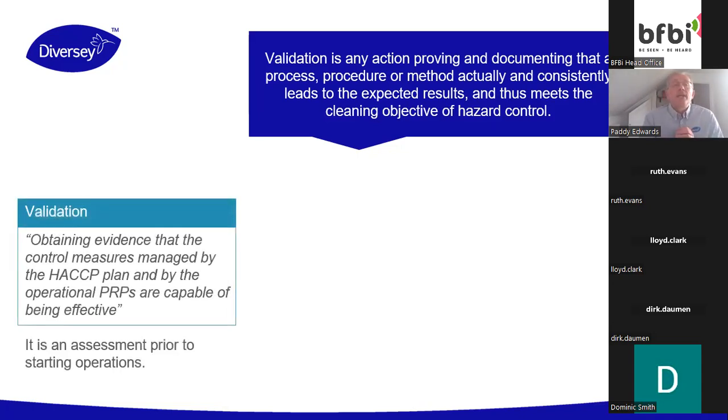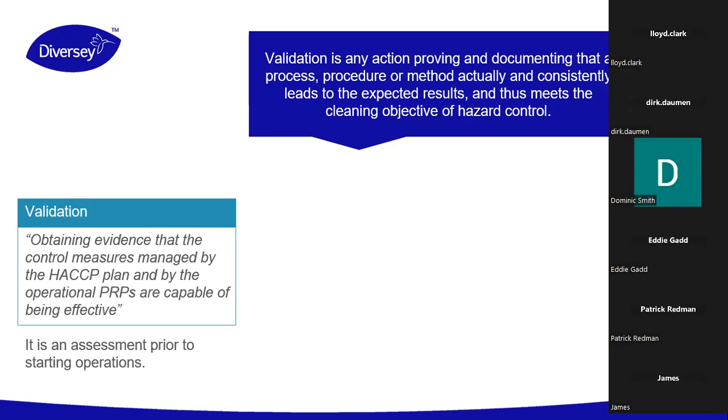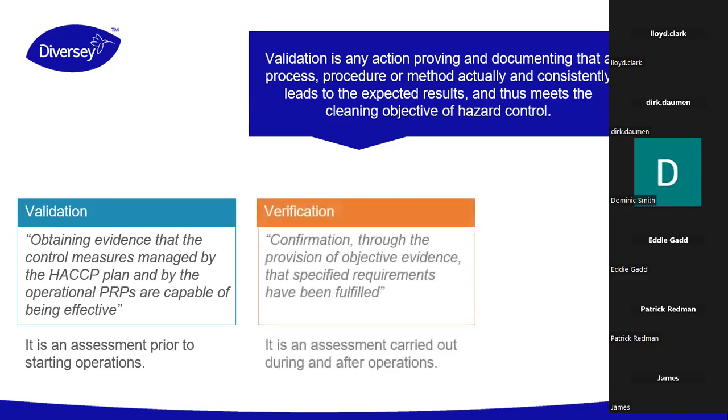So you obtain evidence that the control measures managed by the hazard plan and by operational prerequisites are capable of being effective. It's an assessment prior to starting operations. It's confirmation through objective evidence that the specified requirements have been fulfilled. Verification is confirmation through the provision of objective evidence that specified requirements have been fulfilled.